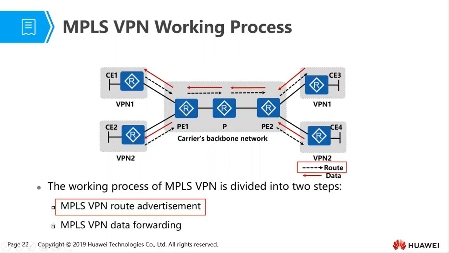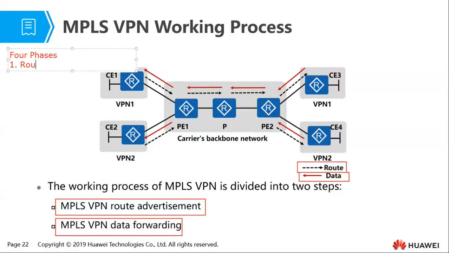Then after you've advertised routes, you can forward MPLS data. So you can see that after advertising the routes, we can forward the MPLS data. Now, this is achieved through four phases.